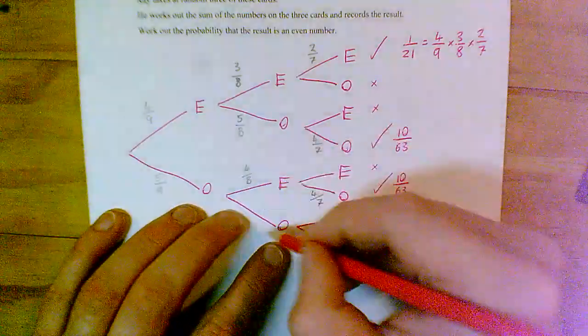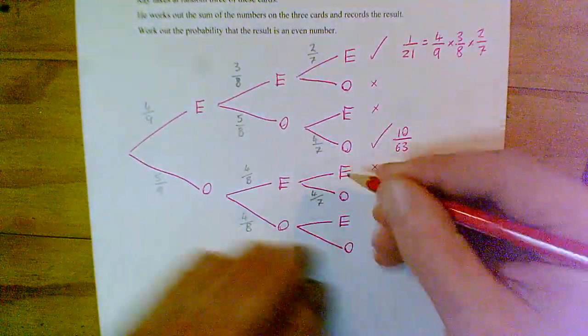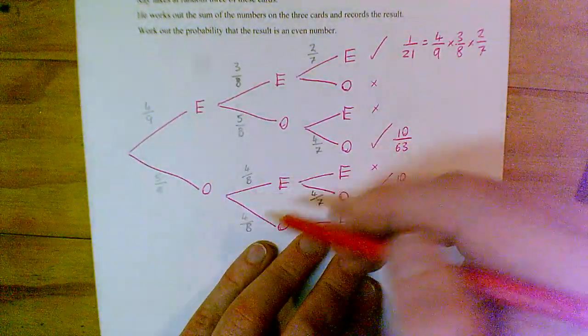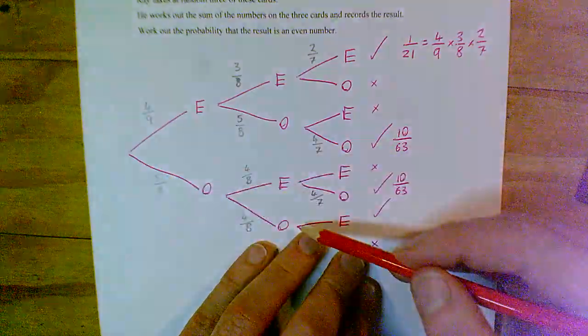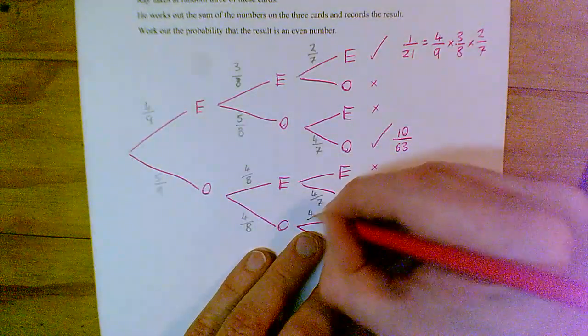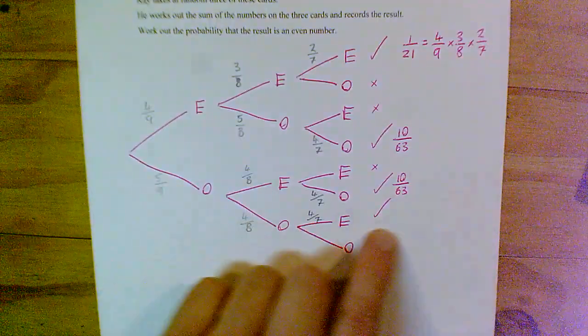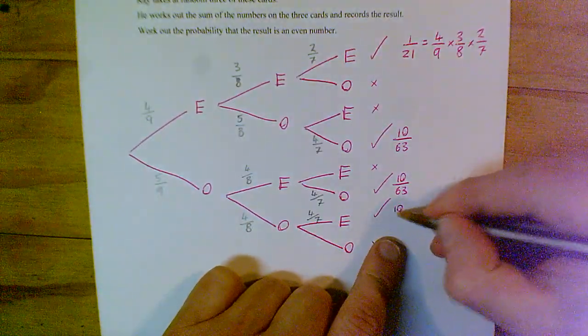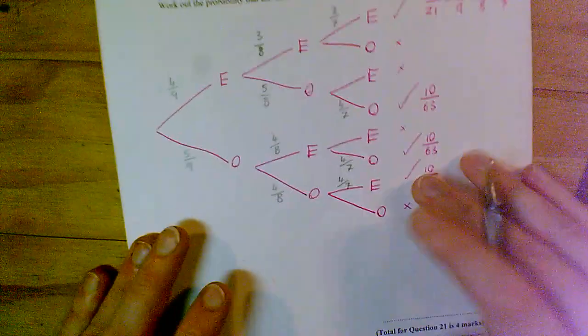And what about this one? So the probability of getting an odd, also 4/8, probability of getting an even. How many evens are left? I haven't taken any evens out, so still 4 evens left, 4/7. Oh, that's 5 times 4 times 4. Again, that one's also going to be the same.